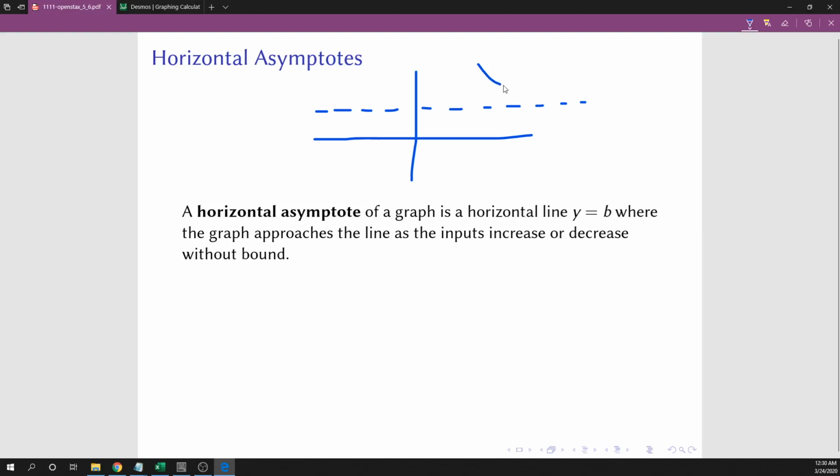If, as we go really far to the right, the graph of the function gets closer and closer to this horizontal line, it flattens out as you go farther to the right, or it could also be farther to the left. So it could be either of those or both as well. Okay, let's take a look.